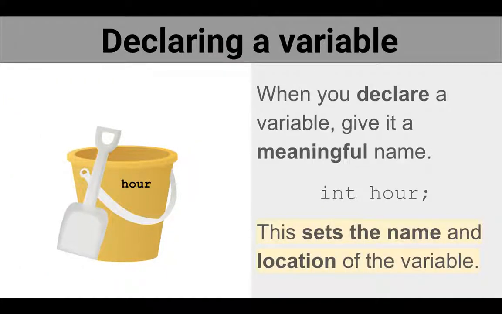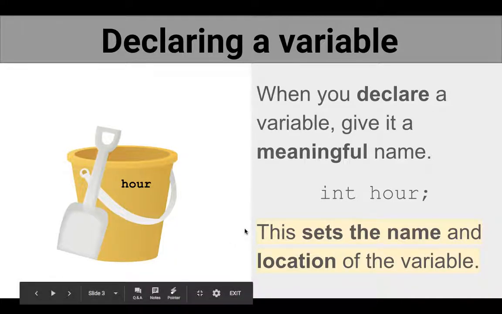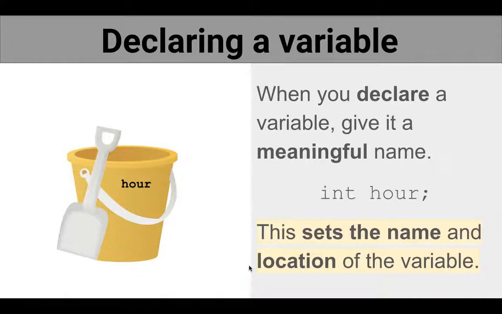And so you have to declare a variable, and when you declare a variable, you give it a meaningful name. That's one of the standards that we're going to look for. So you can't call it random names like "yo" or something like that. It needs to make sense so that if someone's looking at your code, if I looked at this and saw int hour, I know you're going to be putting a number in there. It's an integer and it has to do with the hour of the day. So I know exactly what that variable is going to do, and it helps me read your code. And that's the other thing, you want your code to be readable by other people because programmers all work together. So declaring a variable sets the name and location of the variable.